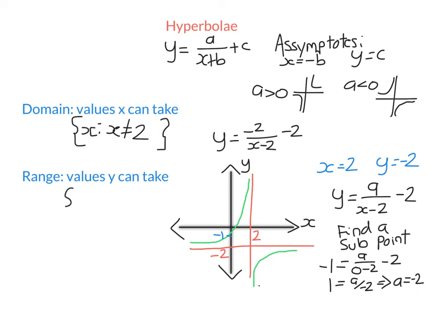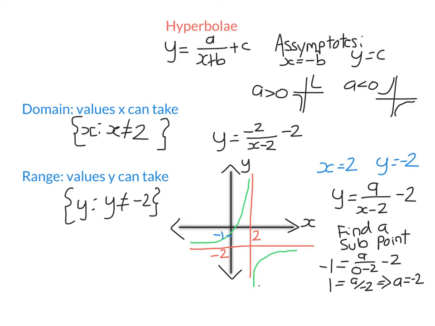Similarly for the range, we see y can take any value except -2. That's the only horizontal line the graph won't hit. So the range is the set of y values such that y does not equal -2. So that's what domain and range means.